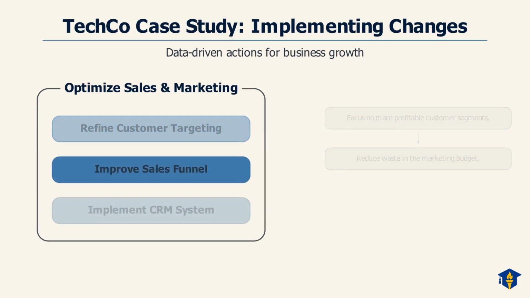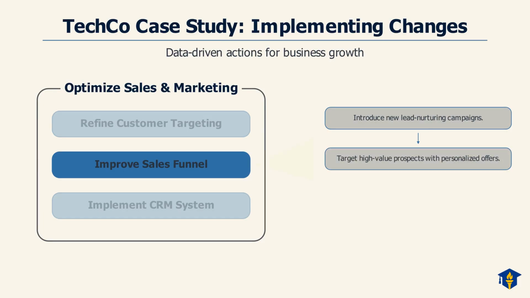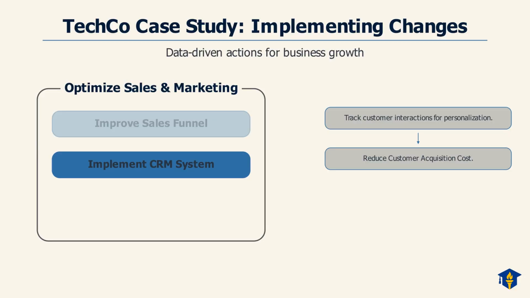Another important step was to improve the overall sales funnel. This included introducing new campaigns to effectively nurture potential leads. They also aimed to target high-value prospects with tailored, personalized offers. Implementing a CRM system was also a significant step. This helped track customer interactions to enable better personalization. Ultimately, the CRM system helped reduce the customer acquisition cost.